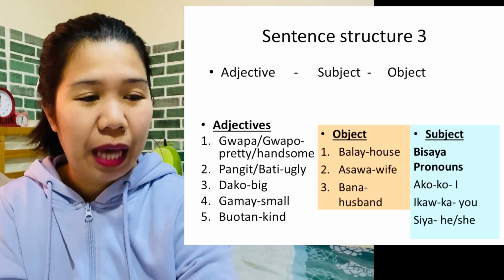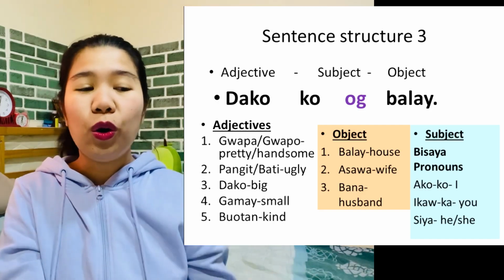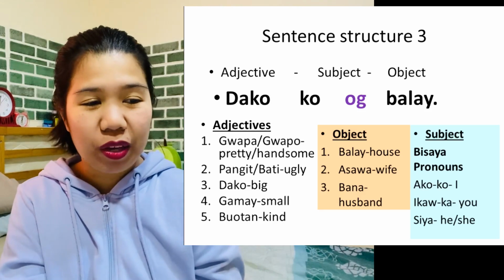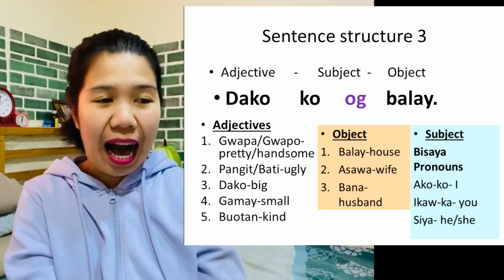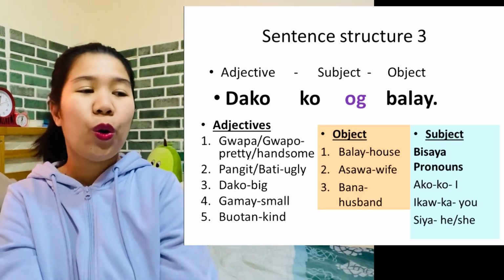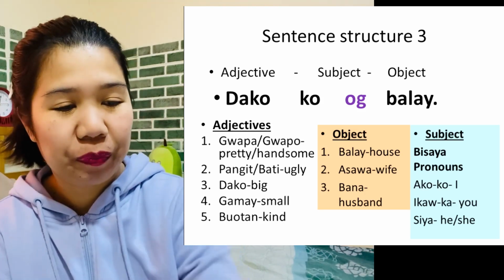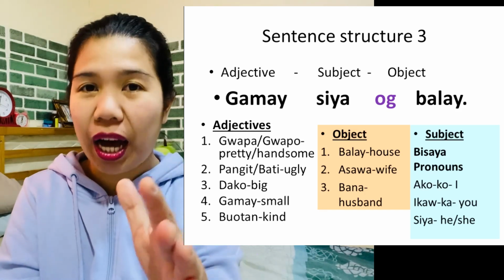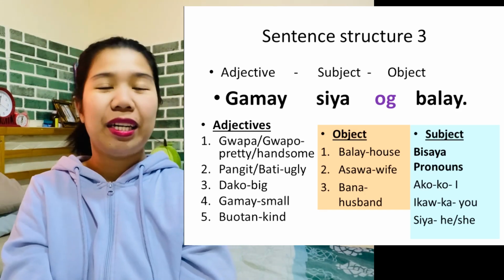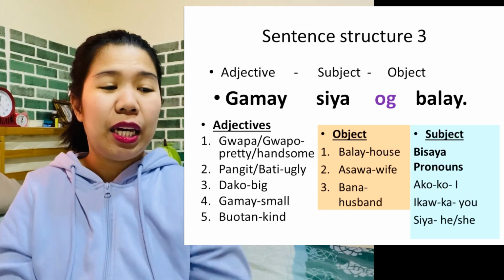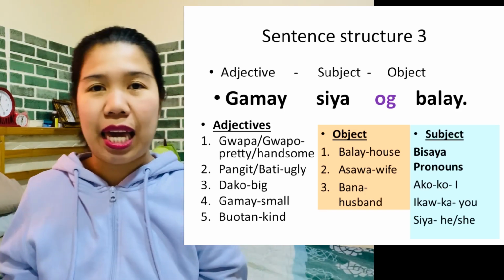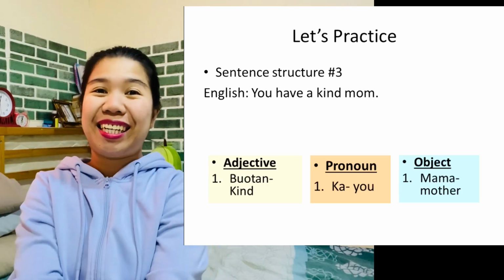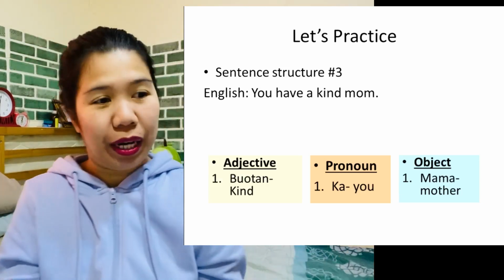Let's have another example. Dako ko og balay. Meaning, I have a big house. Another example. Gamay siya og balay. Meaning, he or she has a small house. Okay, let's have a practice. Since we're done with our lesson, let's have a practice, okay?